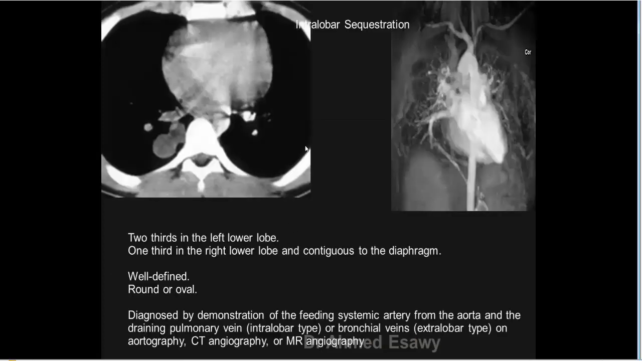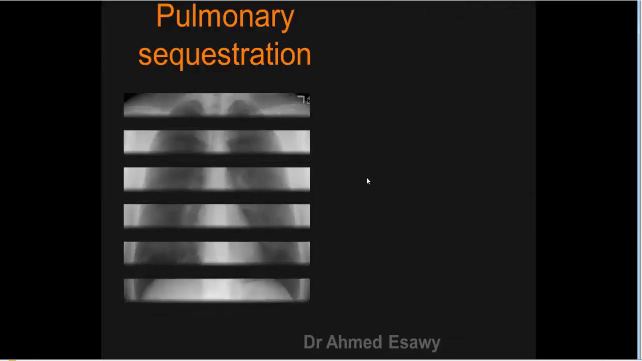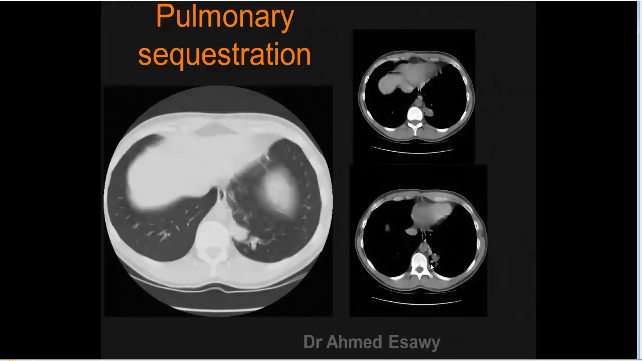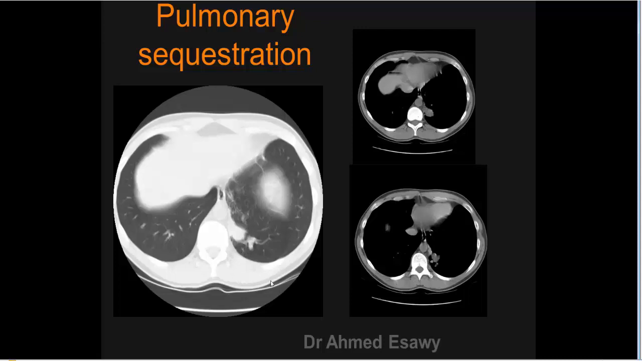Congenital solitary pulmonary nodule, first type: intrapulmonary sequestration. Two thirds of these lesions are in the left lower lobe and one third in the right lower lobe, contiguous with the diaphragm, with a round or oval shape. It is characterized by demonstration of the feeding systemic artery from the aorta and the draining pulmonary vein in the intralobar type, or systemic vein in the extralobar type, in aortography, CT, and MR angiography. These are pulmonary sequestration cases.